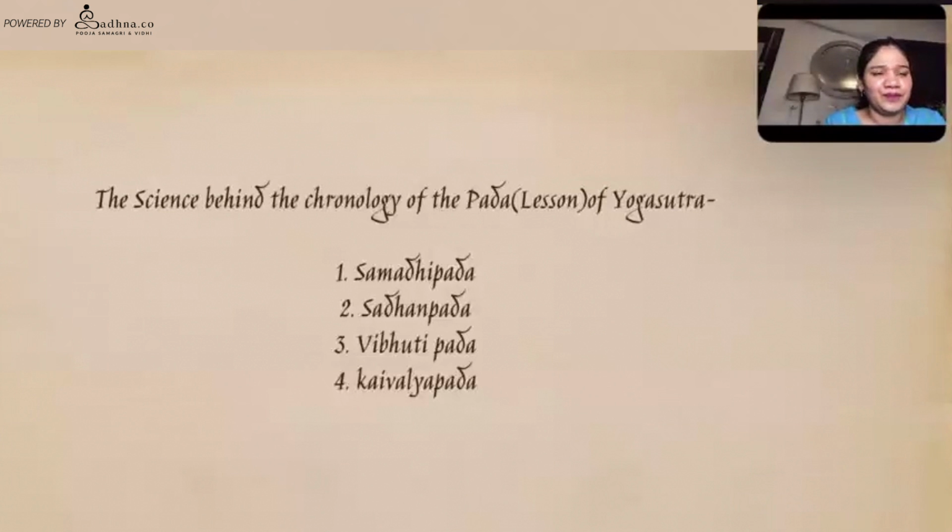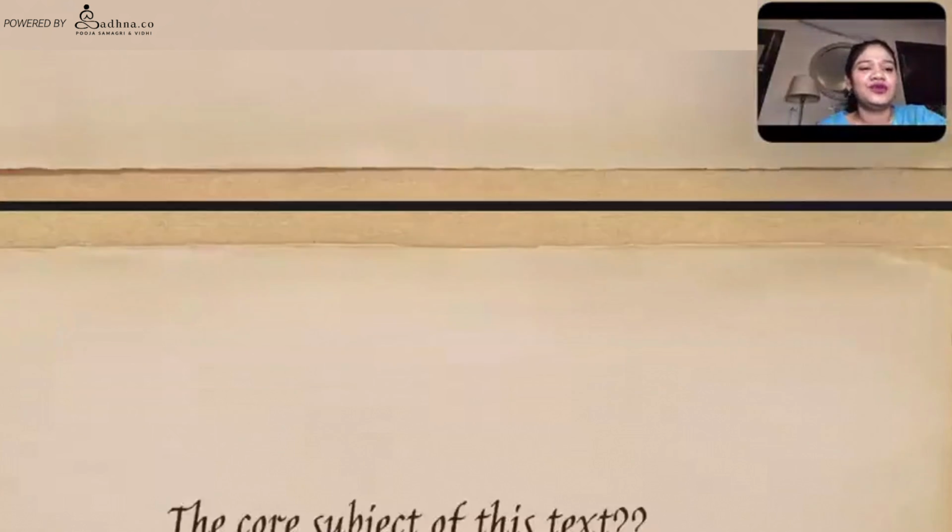Now let's come to the main topic, which is the chronology of our paths. Why is the Samadhi path our first lesson, why is the Sadhana path our second lesson, and why is the Vibhuti path our third? What would have happened if Patanjali had put the Sadhana path first, or the Vibhuti path first? Let's understand this. This is going to be interesting for you all.